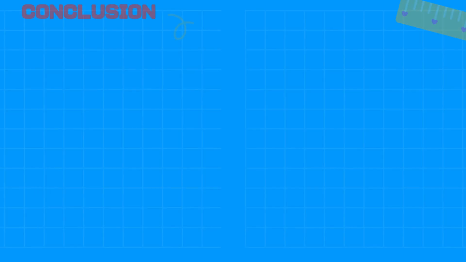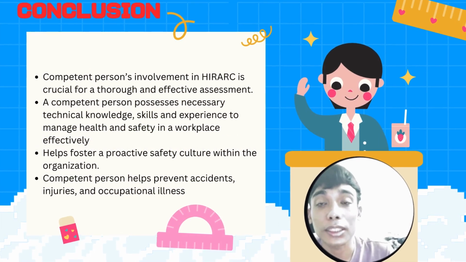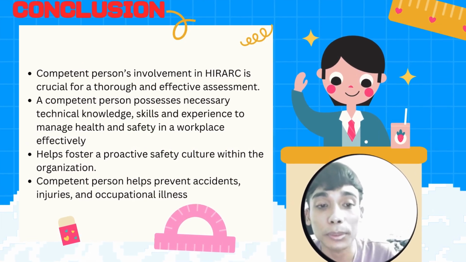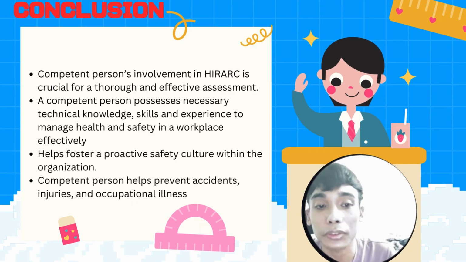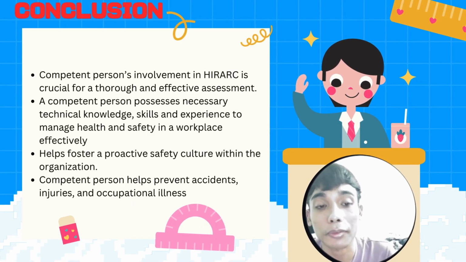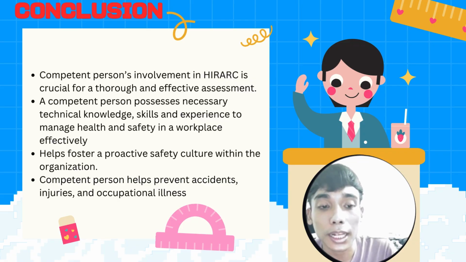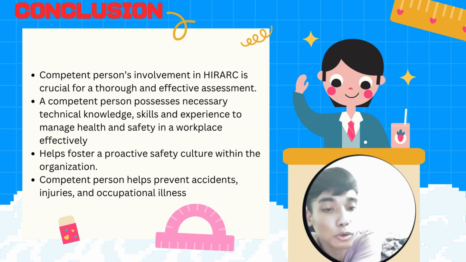Okay, the last part is the conclusion. We know that competent person involvement in HIRARC is very crucial throughout the risk assessment. The competent person also possesses the necessary technical knowledge, skill, and experience to manage health and safety in the workplace effectively. We also know they foster a proactive safety culture within the organization, and the competent person helps to prevent accidents, injuries, and occupational illness.